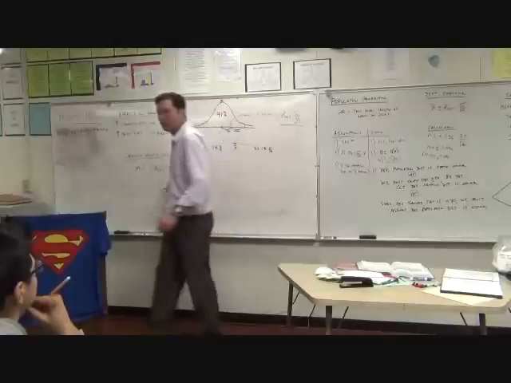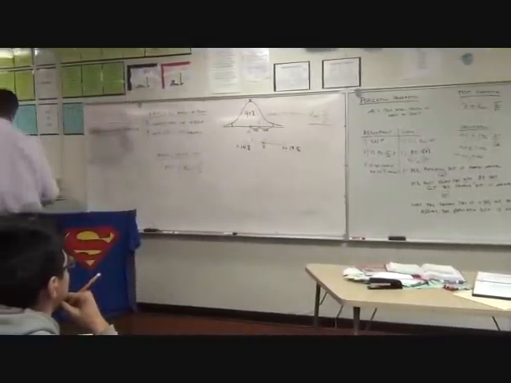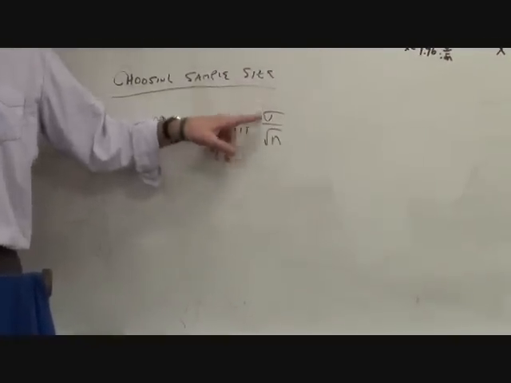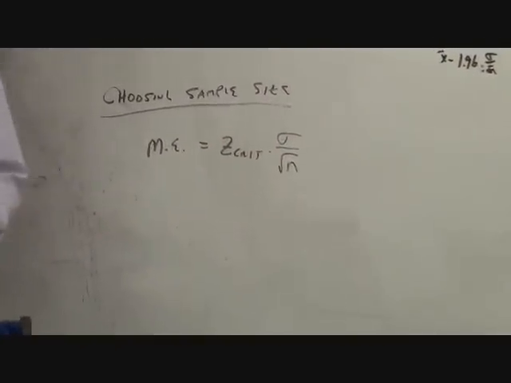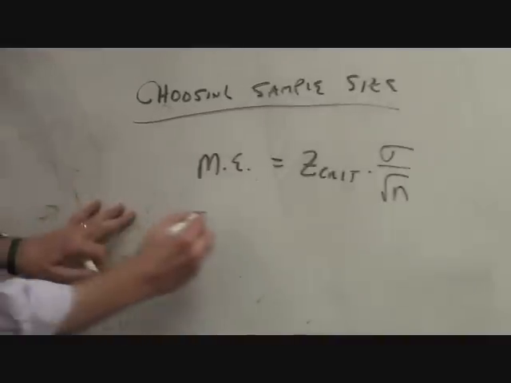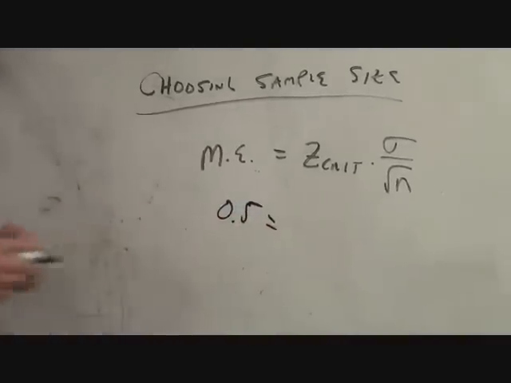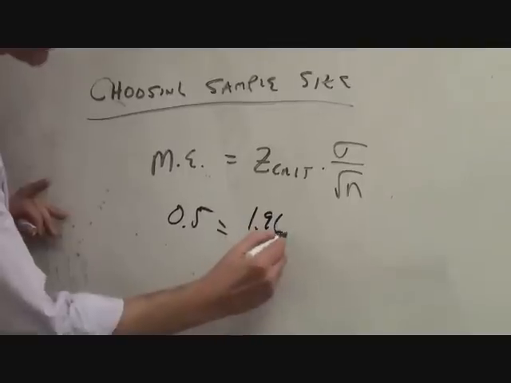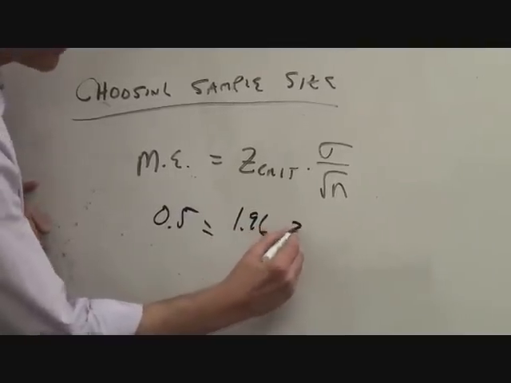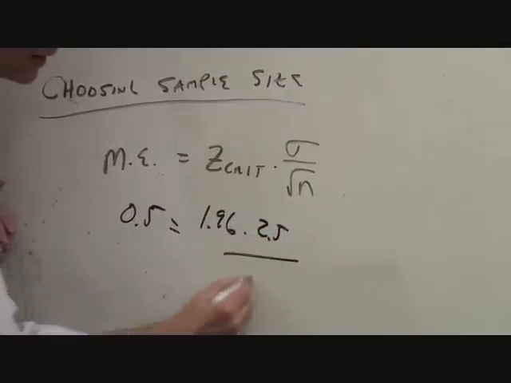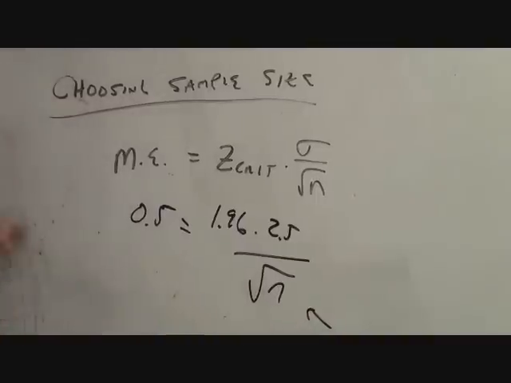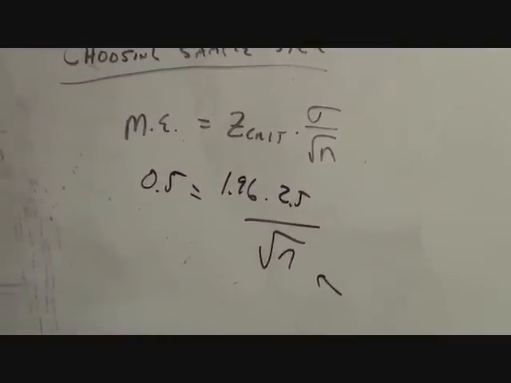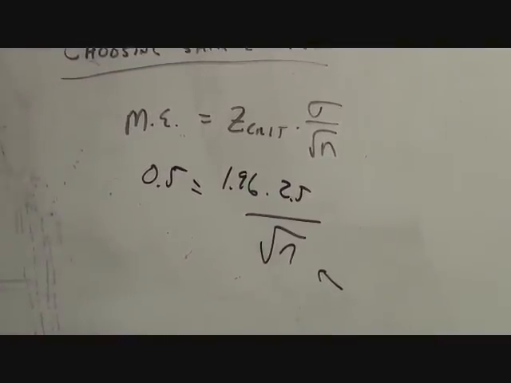Well, this is what we do. This is our formula for the margin of error, correct? The margin of error is equal to the Z crit times the population standard deviation over the square root of n. I want the margin of error to be 0.5. The Z crit is 1.96. The population standard deviation is 2.5. And n is what I'm looking for. Go see if you can do the algebra and solve that for n.